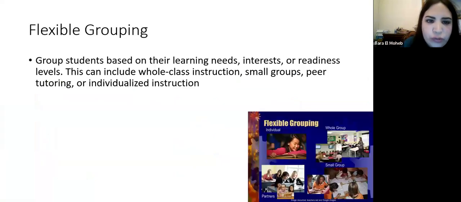Flexible grouping. Group students based on their learning needs, interests, or readiness, as I said. This can include whole class instruction, peer group instruction, peer check instruction, small group, peer tutoring, or individualized instruction. Individualized instruction means give them their own time. Let them communicate using their own time. It's okay, we can give them 5 to 10 minutes. It doesn't matter. But the most important thing is that the students learn from you.